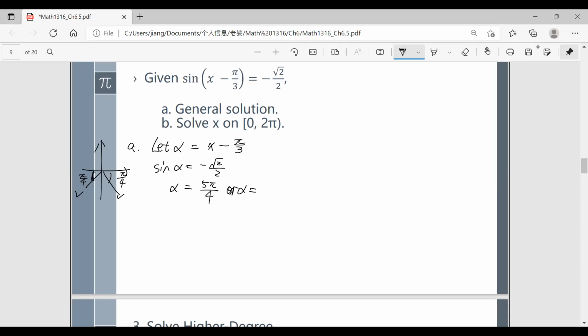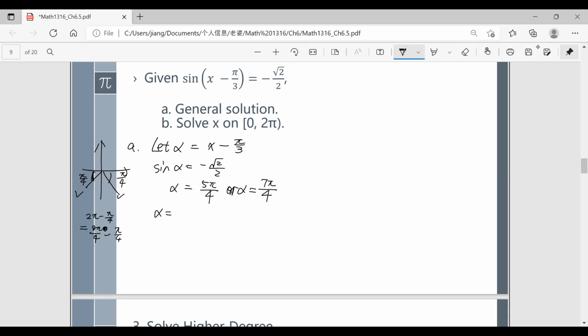Or alpha equals from here all the way to here. That means 2 pi minus pi over 4. That's 8 pi over 4 minus pi over 4, that's 7 pi over 4. Okay, this is a solution for alpha. How about the one full cycle? Oh, sorry, the general solution for alpha.